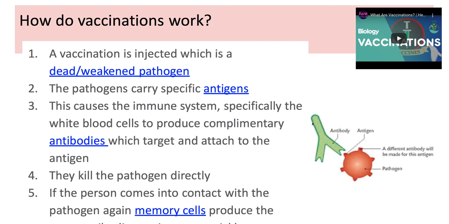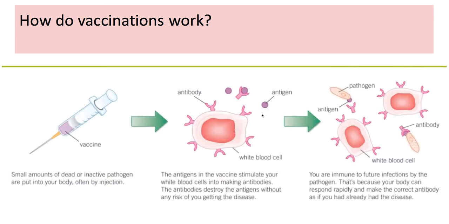Having developed these antibodies, when you come into contact with the pathogen again, your memory cells produce the same antibodies again, but more quickly than before, and so you don't get ill. And it's worth watching that video. And there's a diagrammatic representation then of the process.